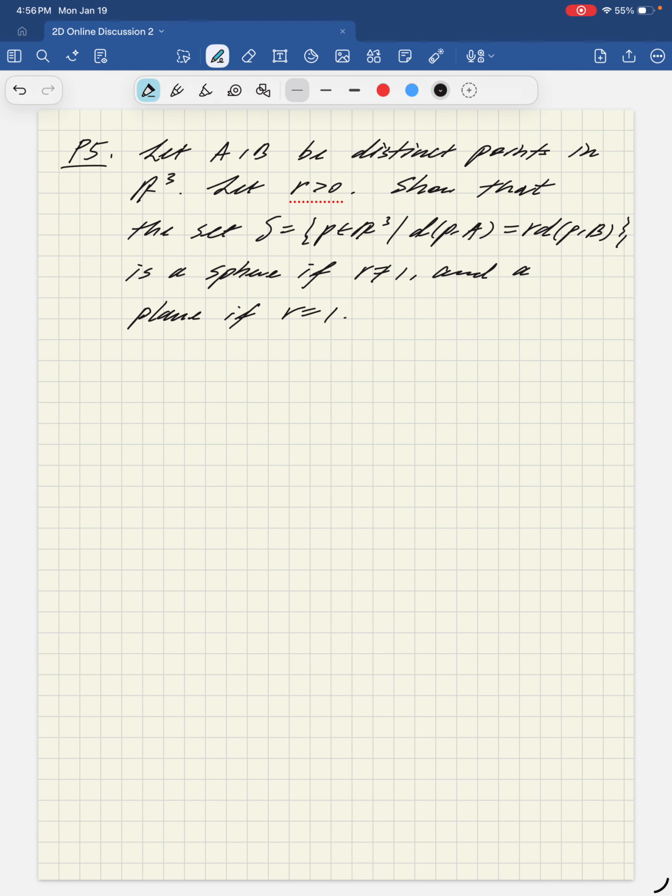So for this problem, let's take A and B, which are distinct points in R3, and let R be any number larger than 0. And I want to show that the set S, which contains all points P in R3 such that the distance between P and A is equal to R times the distance between P and B, is a sphere whenever R is not equal to 1, and is going to be a plane if R is equal to 1. So here I'm just going to use D to represent the distance.